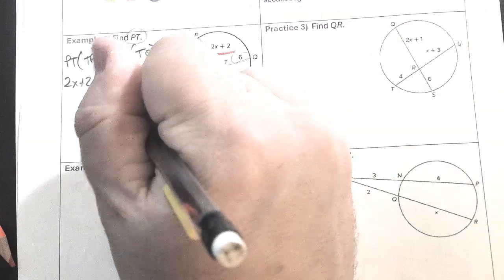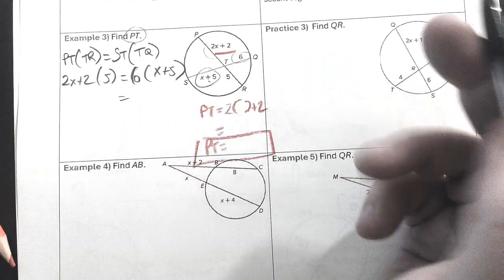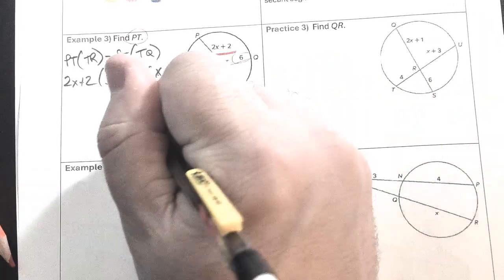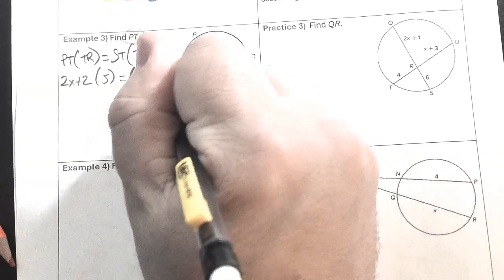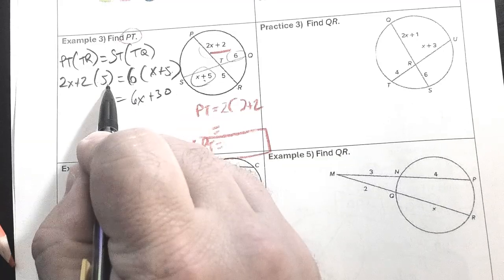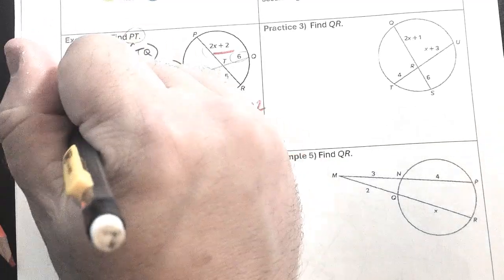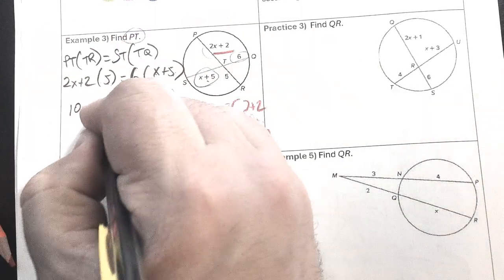So we're going to do this side first. 6 times x plus 5. You can't just say, well, that's 6x. No. 6 times x is 6x. 6 times positive 5 is positive 30. Over here, just because it's written that way, it's the same as this. So it's 5 times 2x. 5 times 2x is 10x. And then 5 times 2 is positive 10.